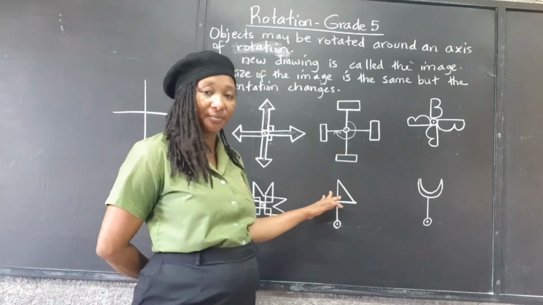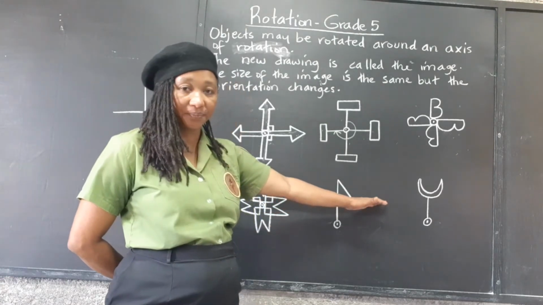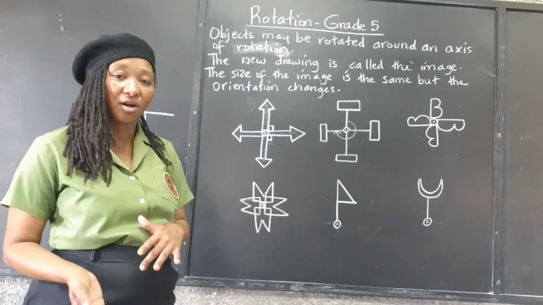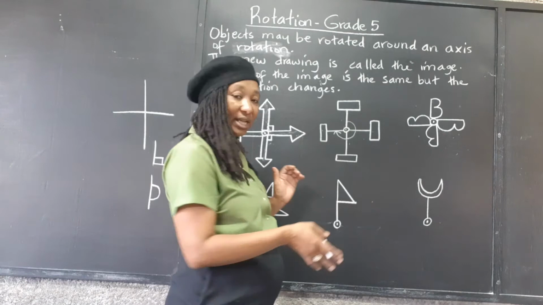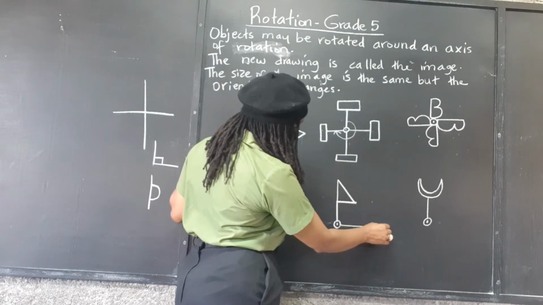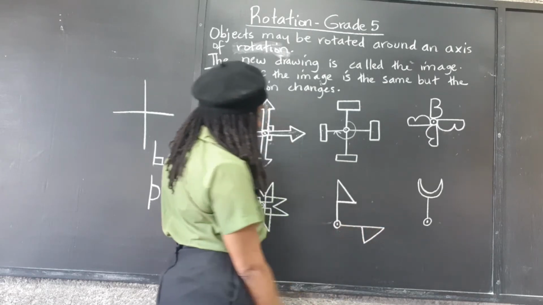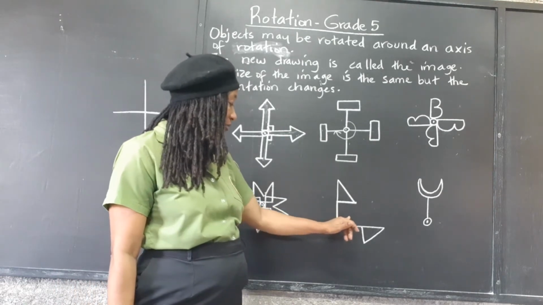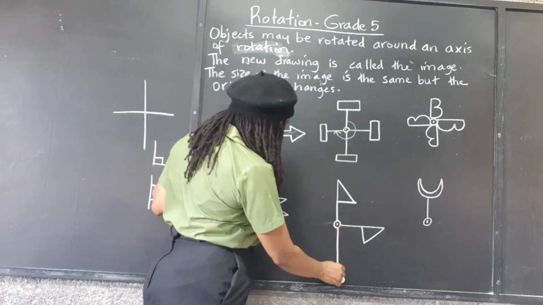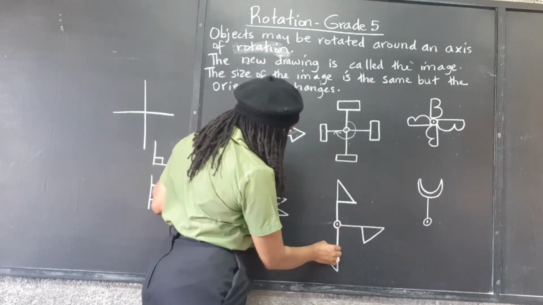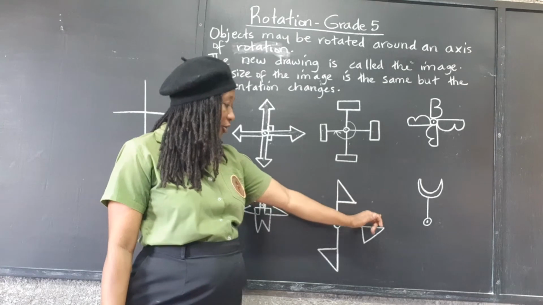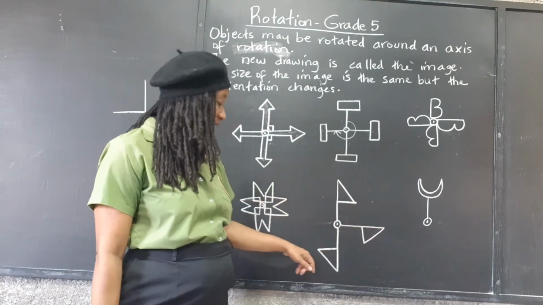So here we have a flag. It's oriented to the right. So if we rotate it 90 degrees clockwise, so in the direction that the hands of the clock would go, it will look that way. See that? It forms a right angle right there, 90 degrees. 180 would be straight down, but the flag would turn that way. Notice it was oriented to the right, now it's down, now it's oriented to the left.